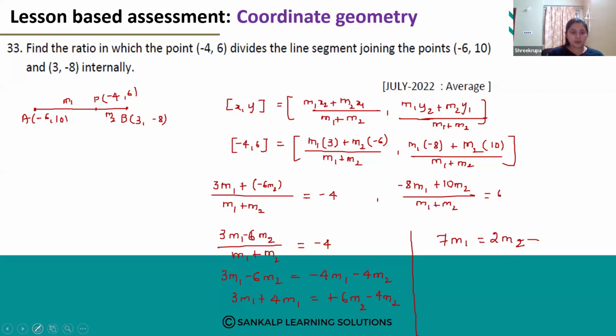Correct? So if we take the ratio of m1 and m2, then it will become 2/7. I'm shifting this m2 to this side and 7 to the other side. Then m1/m2 will become 2/7. That is, the ratio of m1 and m2 is 2:7.